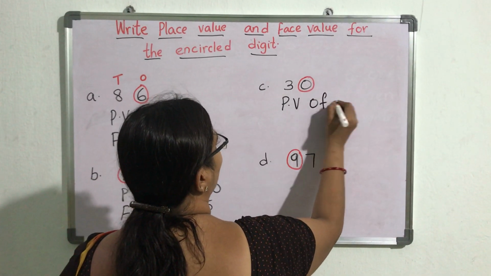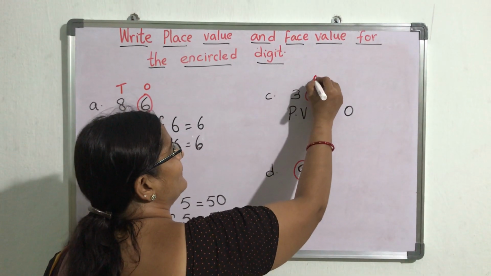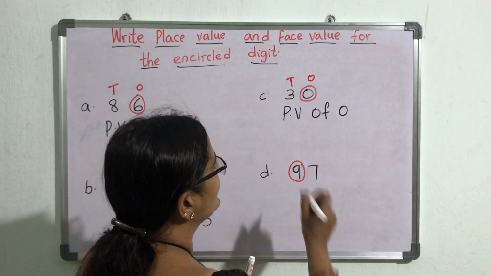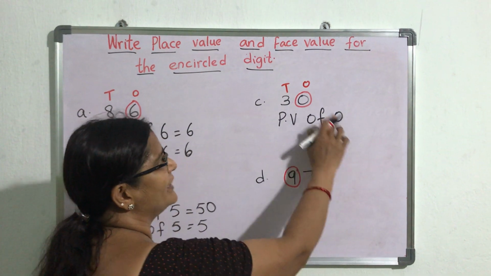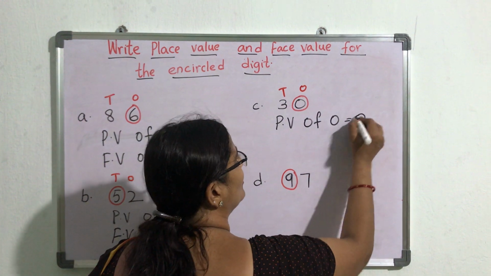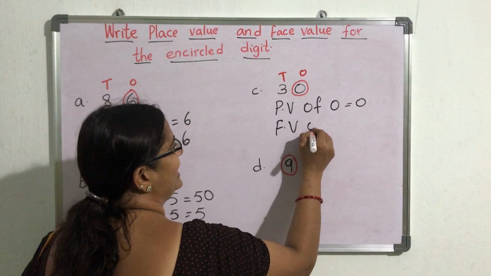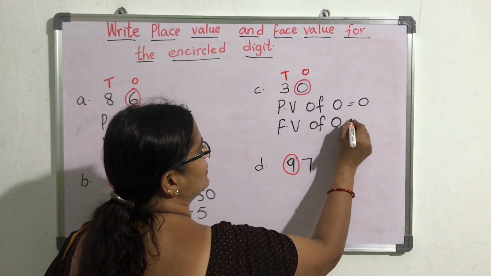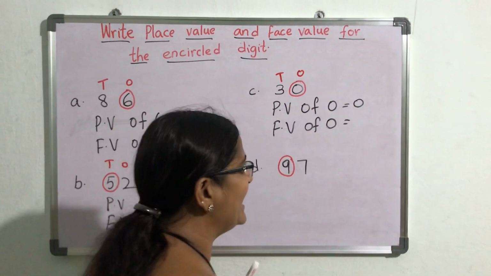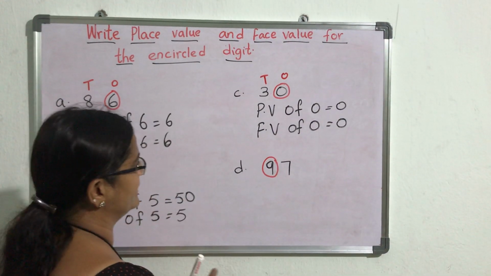Now next here. PV of 0. How to identify? Again, ones place, tens place. So the place value of 0 is 0 ones, which is equal to 0. 0 only. Now, the face value of 0. Will you change the name of the 0? No, the same name 0 only will come. Got it?